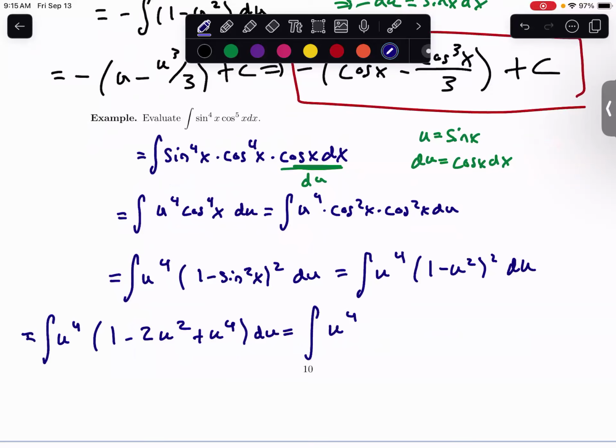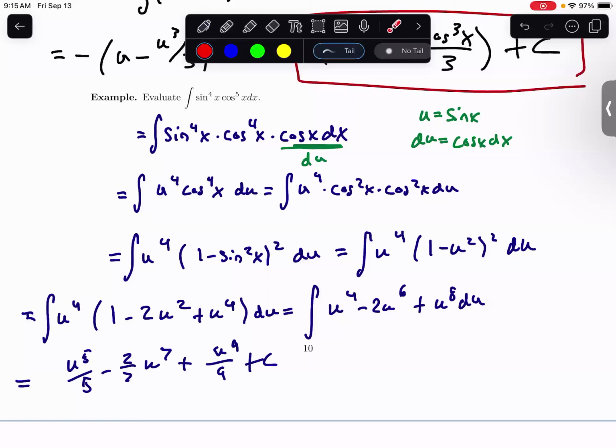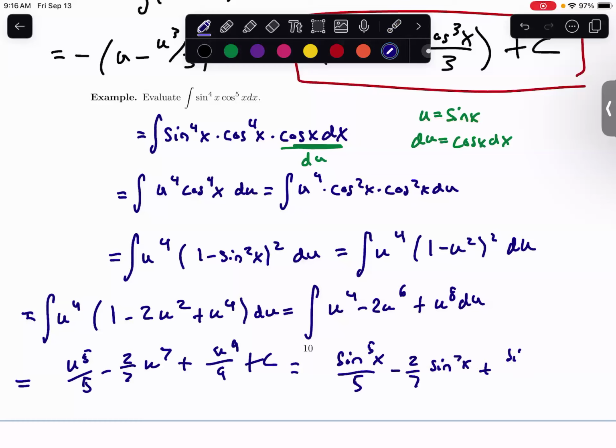This is the same thing as u to the fourth minus 2 times u to the sixth plus u to the eighth power du. By the power rule, this is then going to be u to the fifth power over 5 minus 2 over 7 times u to the seventh plus u to the 9 over 9 plus c. And so all that's left is just plugging in u is equal to sine of x, right? So this is going to be equal to sine to the fifth power of x over 5 minus 2 over 7 sine to the seventh power of x plus sine to the ninth power of x over 9 plus c.